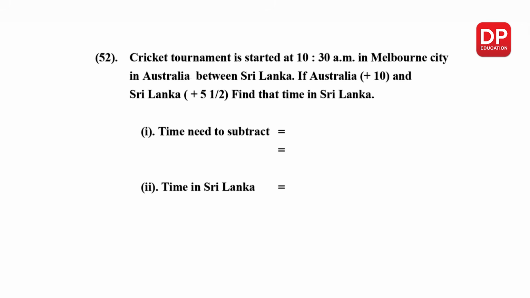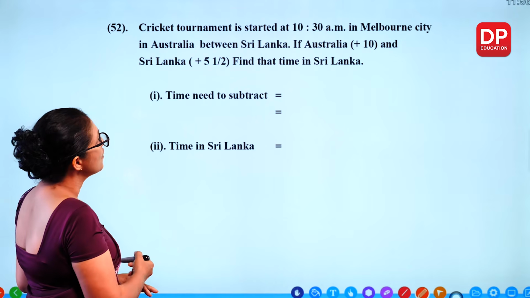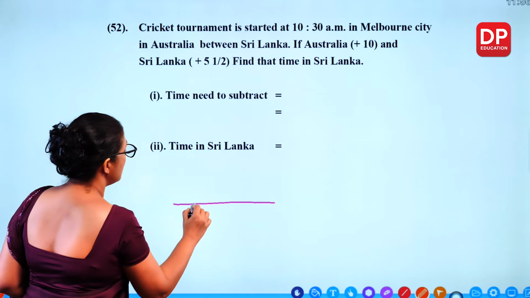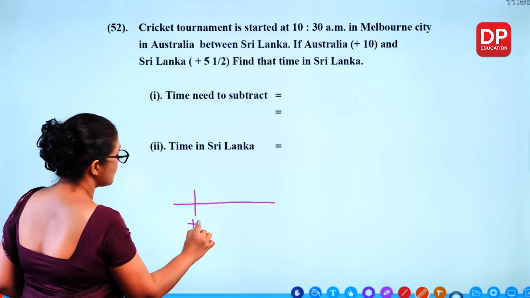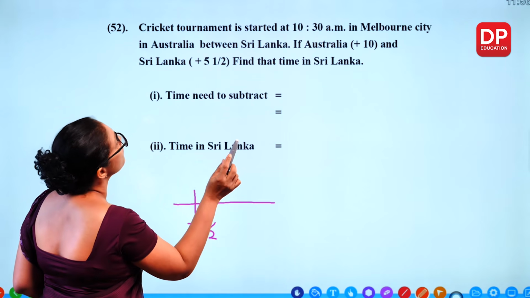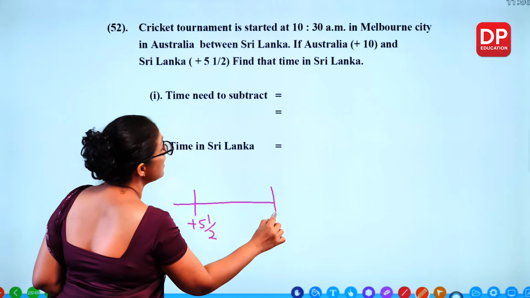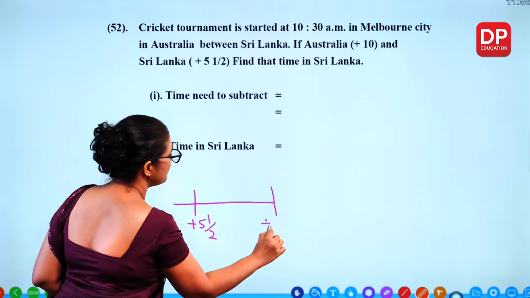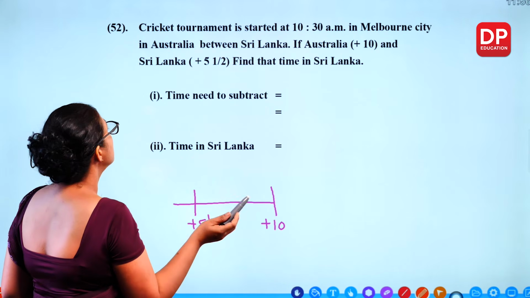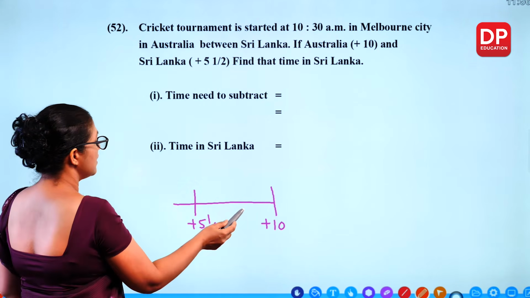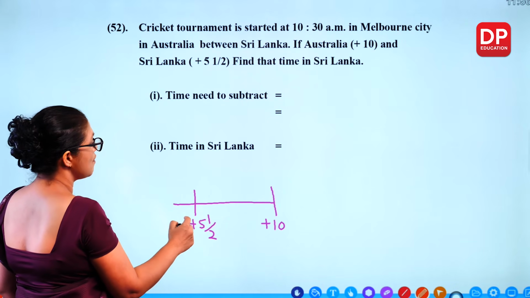Look at this question. A cricket tournament started at 10:30 a.m. in Melbourne City in Australia. Australia is plus 10 and Sri Lanka is plus 5.5. Find that time in Sri Lanka. Okay, so if you take the Sri Lankan time, that's plus 5.5. Australia Melbourne is plus 10. So what's the difference? The time needs to be subtracted, 10 minus 5.5.